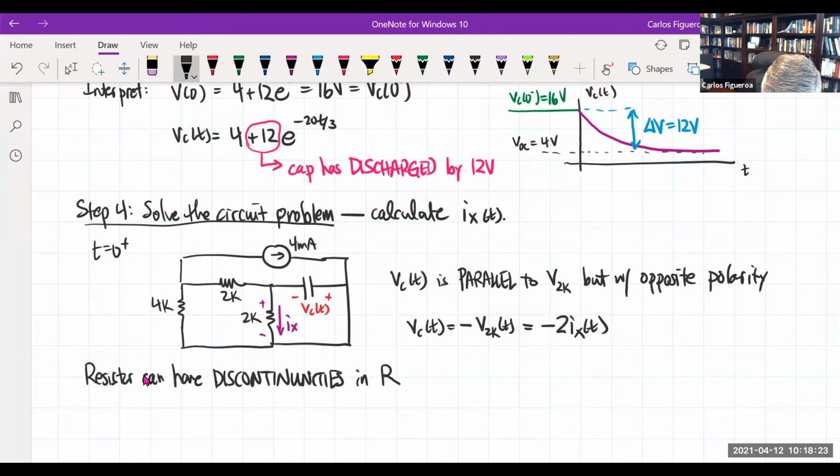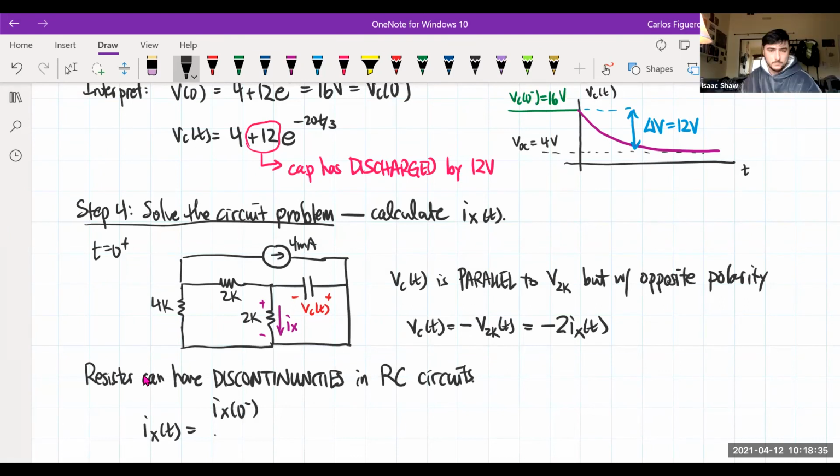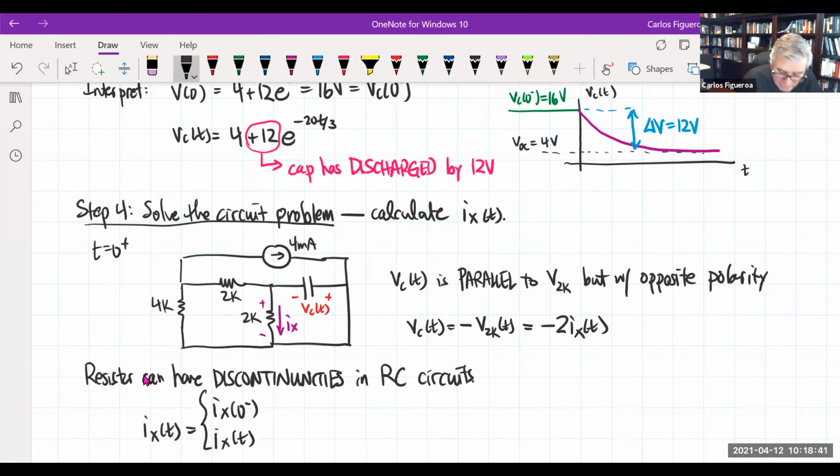In RC circuits, when I say Ix of t, I have to get Ix of 0 minus, and then get Ix of t after the switch is thrown. This is for t less than 0, and this is for t greater than or equal to 0. So let's go look at this.